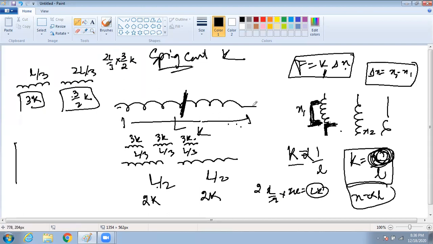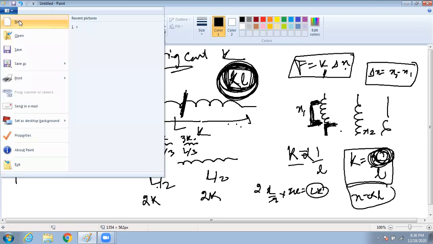That means the spring constant multiplied with the length is a constant. That will not change. KL is a constant. If you pull the spring, the K will reduce. If you shorten the spring, the K will increase. Pritham, are you clear? Yes, sir. Clear. Okay. So now we will see combination of springs.